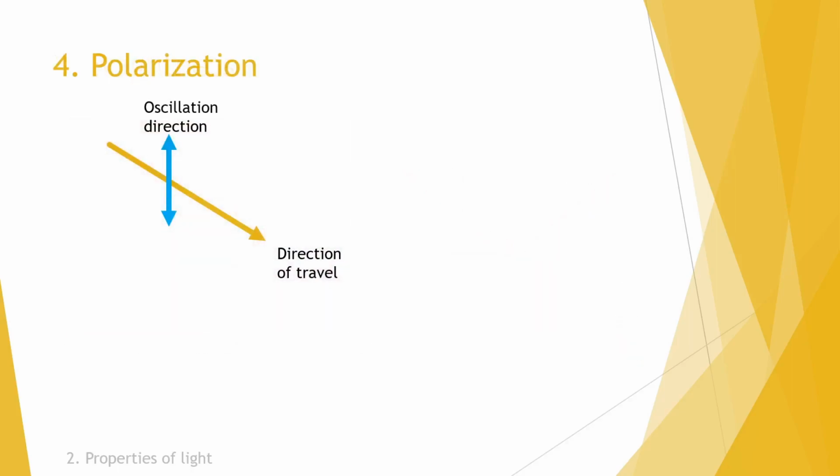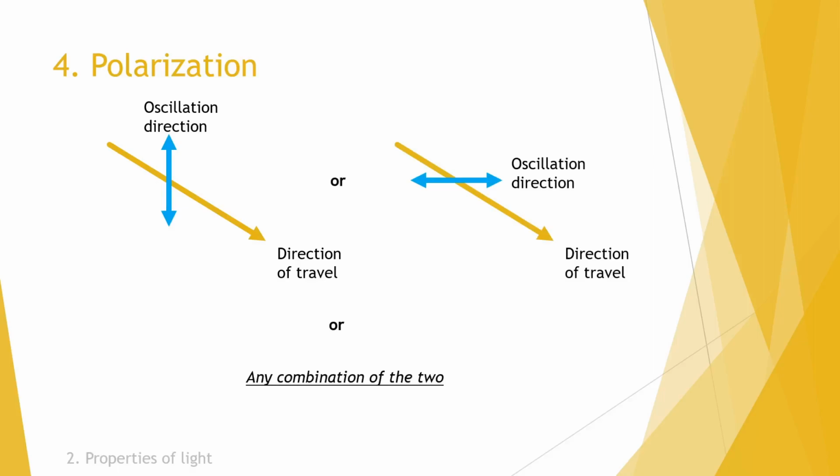Finally, you need to appreciate that as light travels through space, it vibrates in a direction called its polarization. Light vibrates in a direction perpendicular to the direction it is traveling. It can either go, referring to this diagram, up and down, left and right, or some combination of the two.